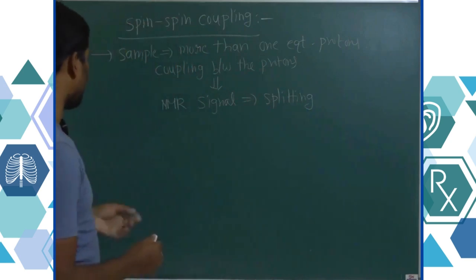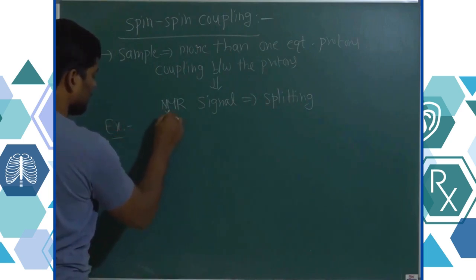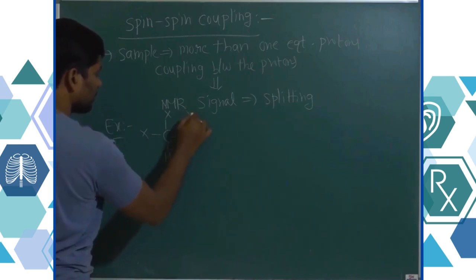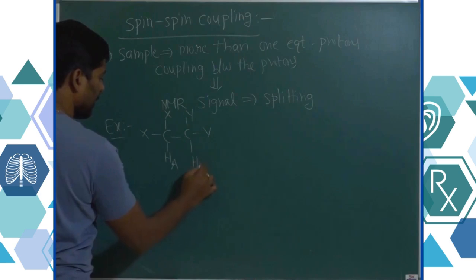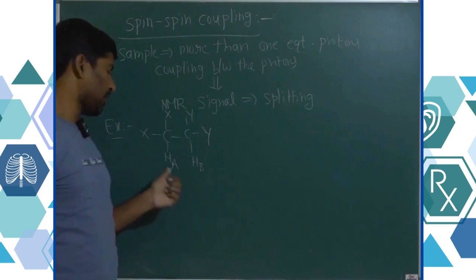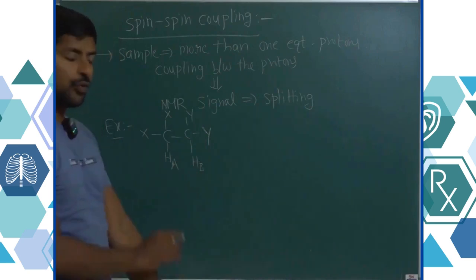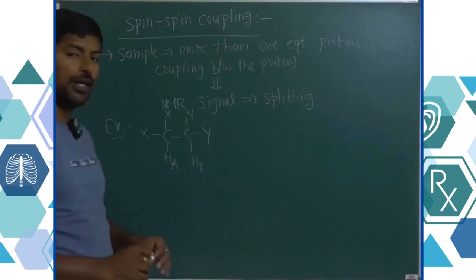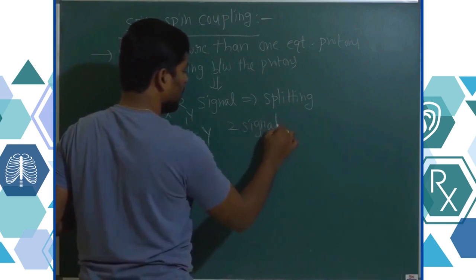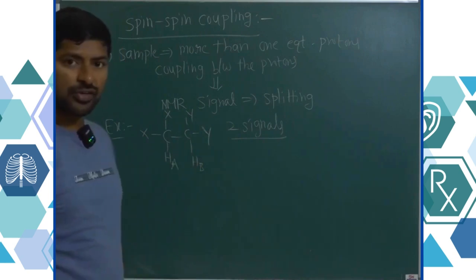If you see the examples, you will get clarity. For example, I am taking a sample with two different protons, and the chemical environment of A is different from B. So two sets of protons we have, A type and B type. How many signals will we get in the NMR spectrum? We will get two signals, one corresponding to A and another corresponding to B.